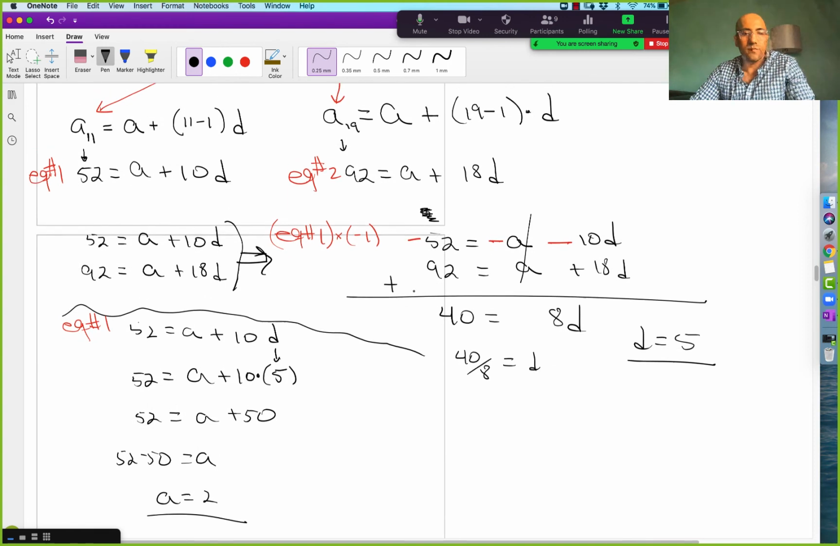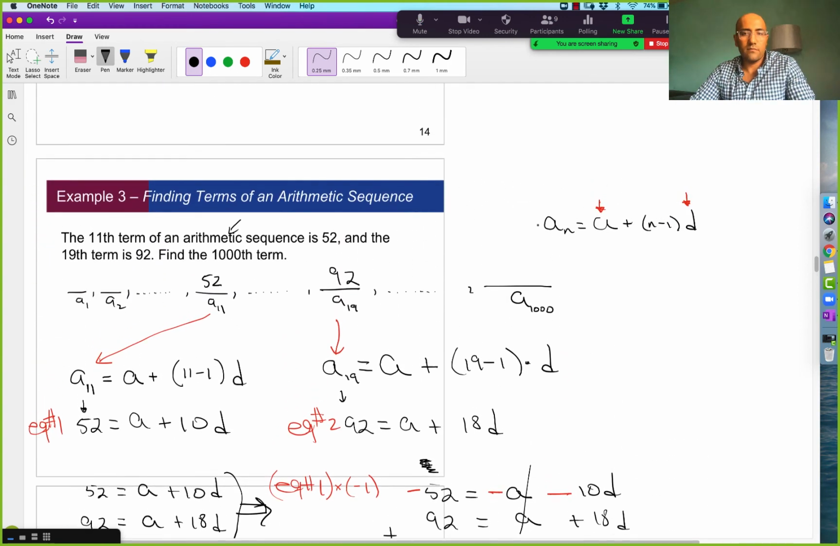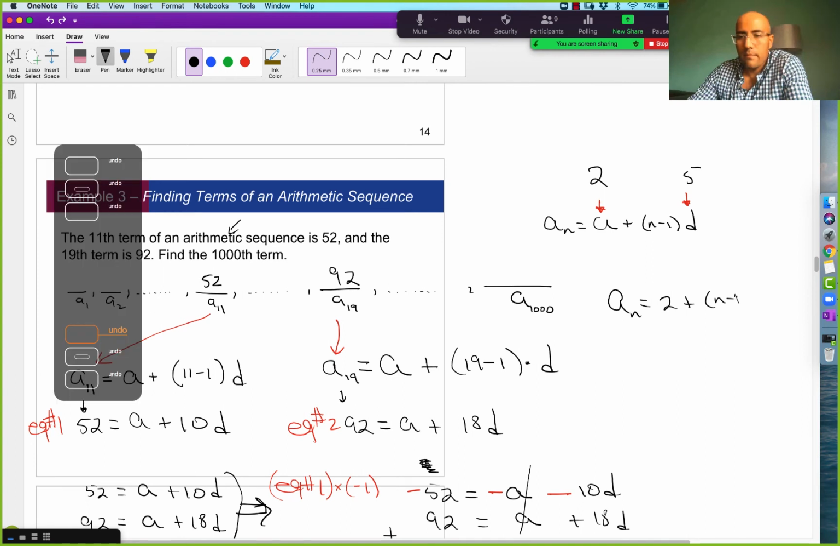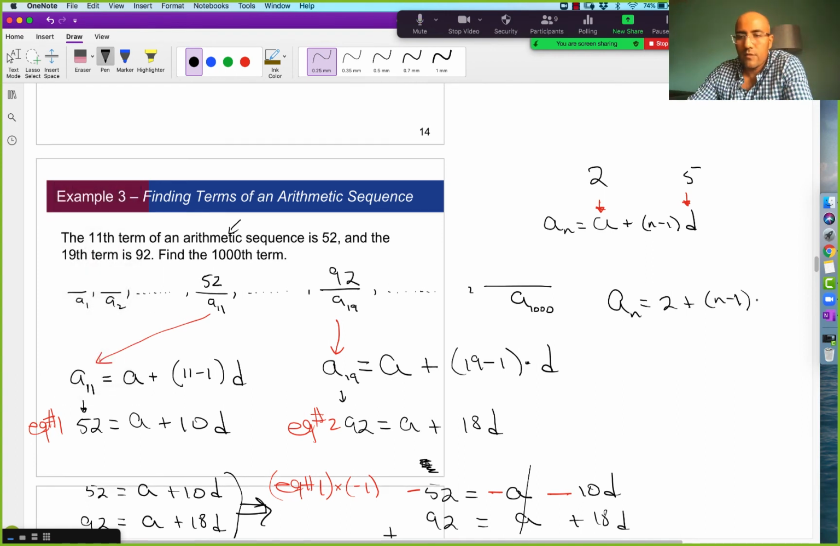So coming back up here, this must be a 2 and this must be a 5. I have my formula: a sub n equals 2 plus n minus 1 times 5.